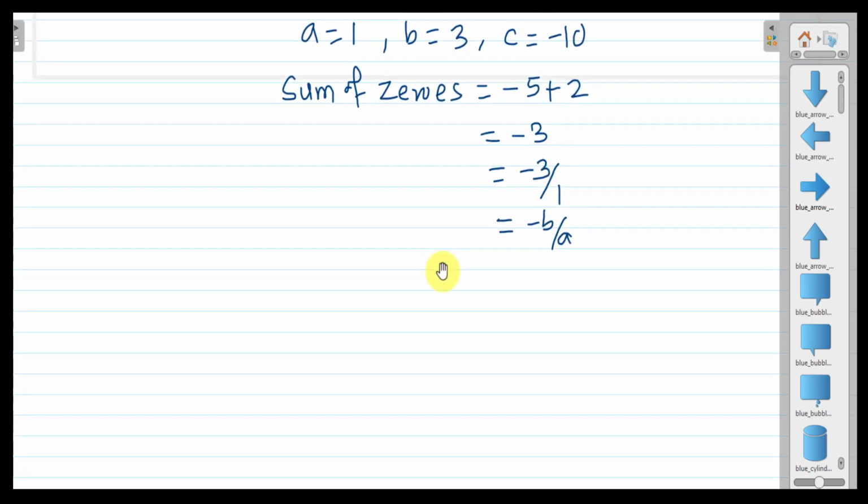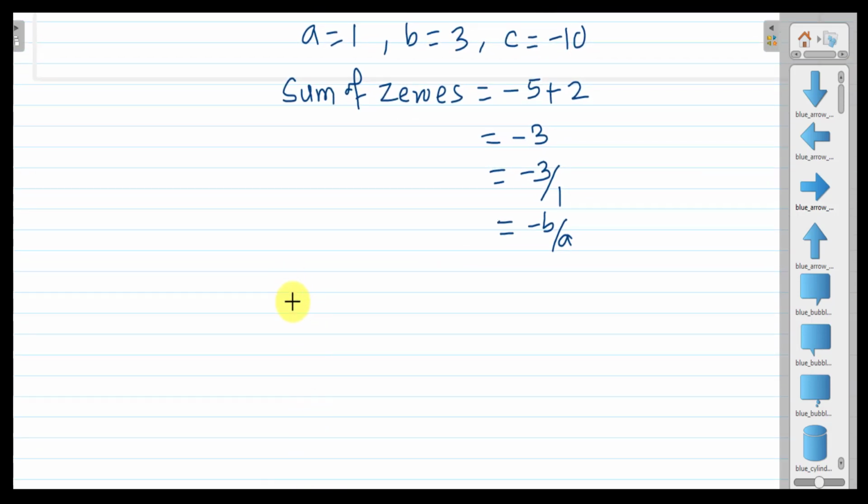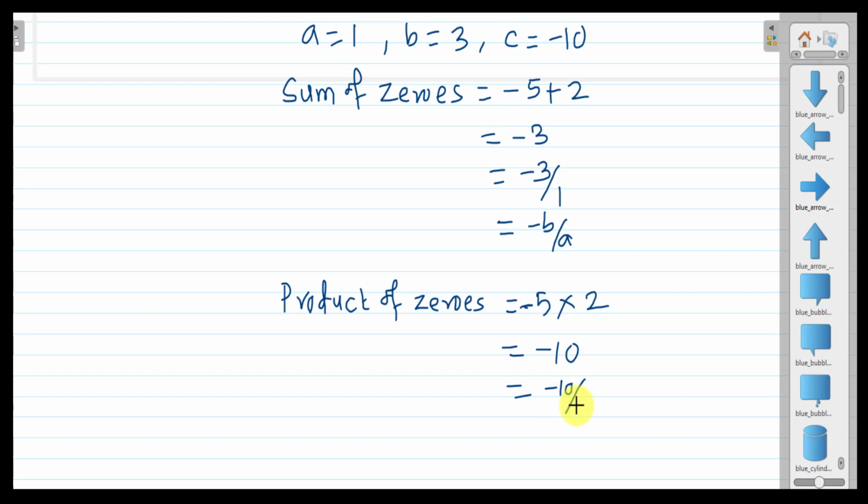Now we will check for the product of the zeros. The product of the zeros is what? The two zeros are minus 5 and 2. So the product will be minus 5 multiplied by 2, which will be minus 10. So minus 10 can be written as minus 10 upon 1.